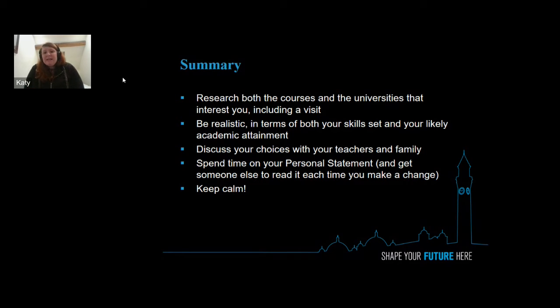Also be realistic in terms of both your skill set. So have a look at your skill set. Is it relevant for the course you're going to go on to? And also your academic achievement as well. So are your grades suitable for the university you're thinking about applying for? Discuss your choices with your teachers and your family, you know, see what they think.